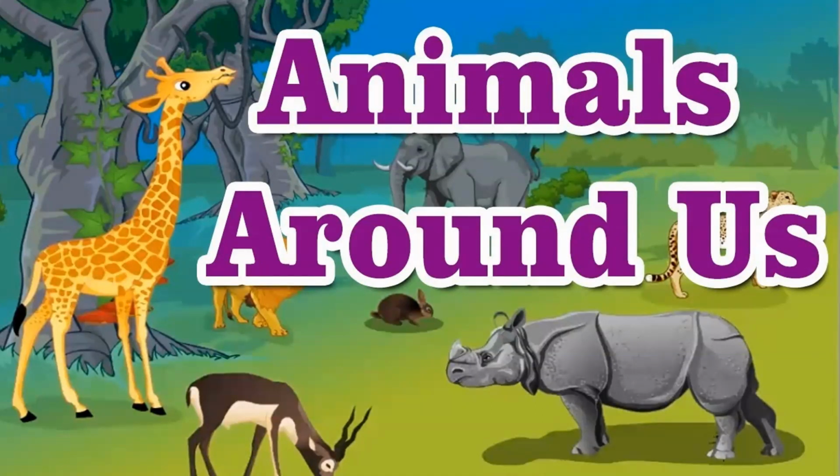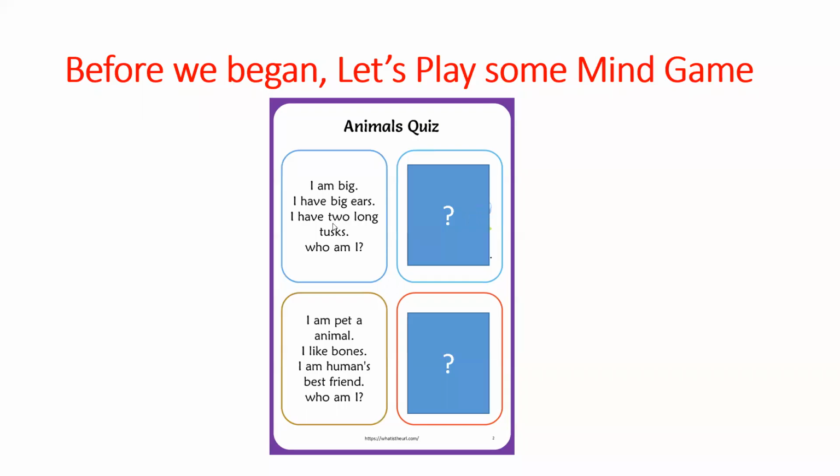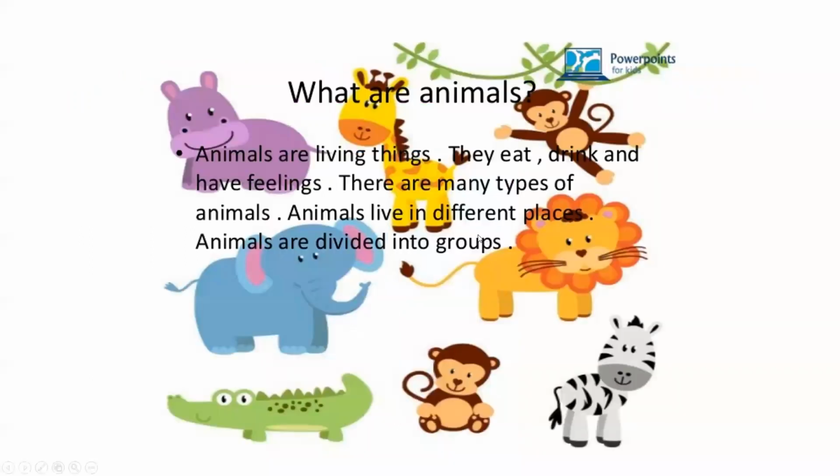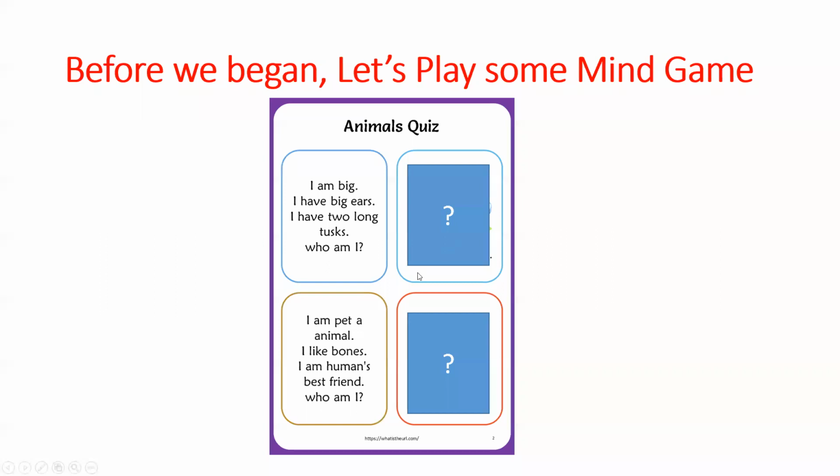But before we move to that, let's do a riddle time. These are the riddles for you. I am big. I have big ears. I have two long tusks. Who am I? What is the animal that has tusks? Yes, you are right. Elephant.